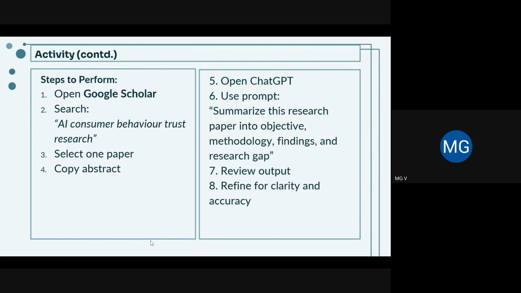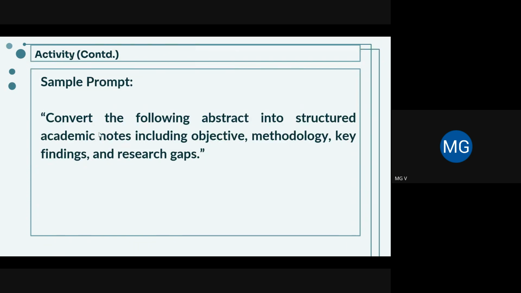Or should I show? Yes. So the sample prompt can be: convert the following abstract into structured academic notes, including objective, methodology, key findings, and research gaps. So we are now in a position to get notes generated with objective that will examine the impact of AI on consumer trust, methodology, maybe survey-based empirical study, then findings, that is personalization increases engagement and trust, then the gap, that is limited focus on long-term behavioral impact.